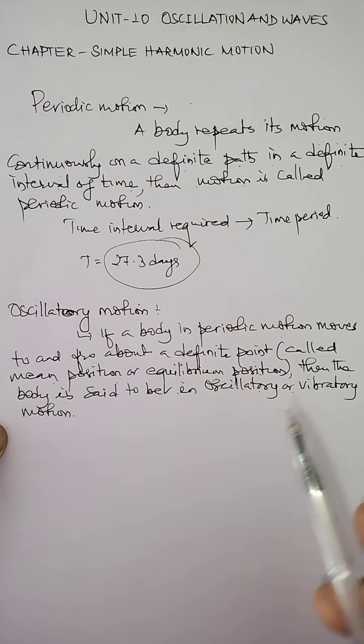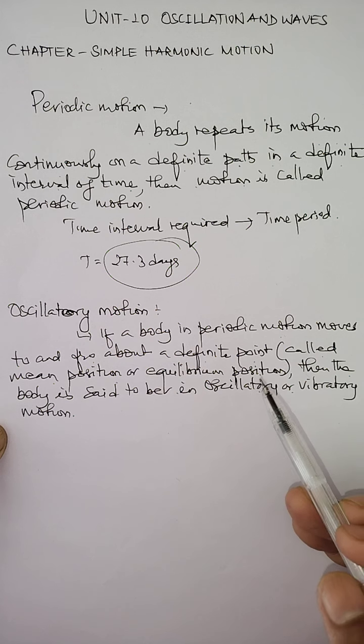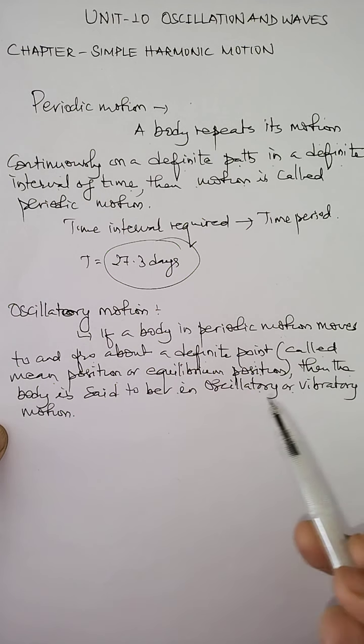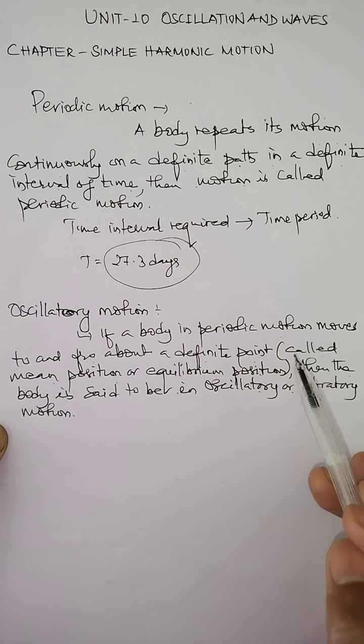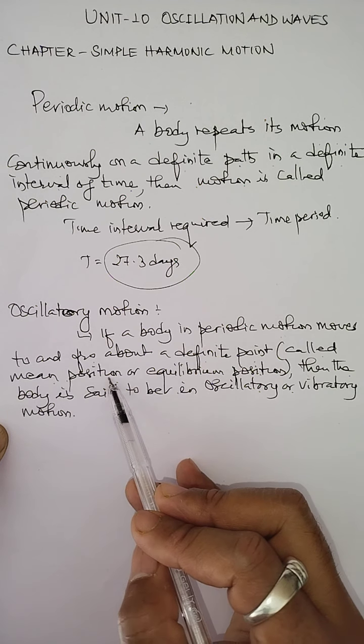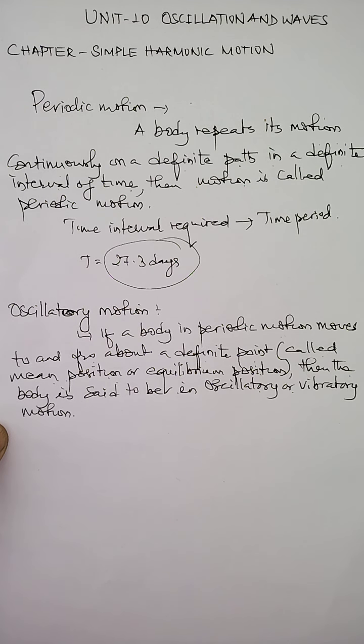Oscillatory or vibratory motion. So this is the statement of vibratory or oscillatory motion. That means oscillatory or vibratory motion is also considered a periodic motion. But under what condition? When a body has to and fro motion about a definite point, and this definite point is called the mean position, also called the equilibrium position.